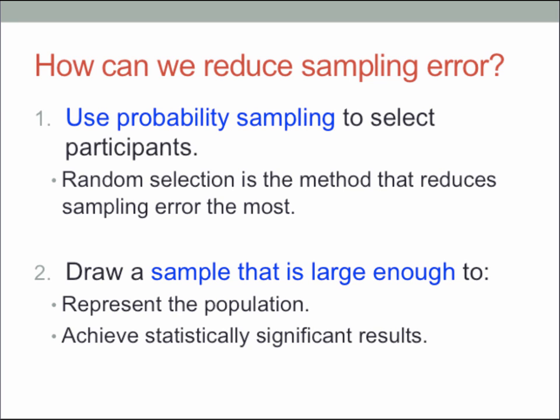We can also draw a sample that is large enough to represent the sample population. We mentioned that a sample could be too small. So we need to make sure that we recruit enough people into our sample so that hopefully we can represent the population. In addition to that, we can actually see and achieve statistically significant results. And this speaks a little bit to part 2 of week 5, where we talk about power analysis.